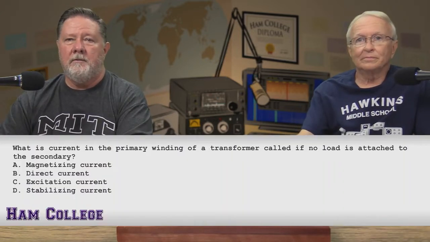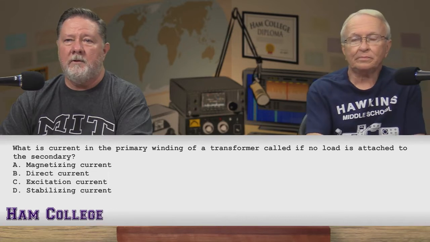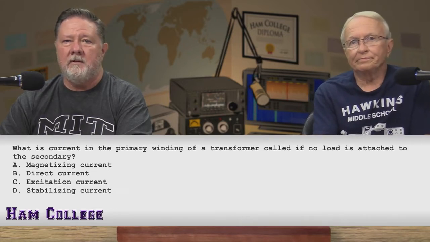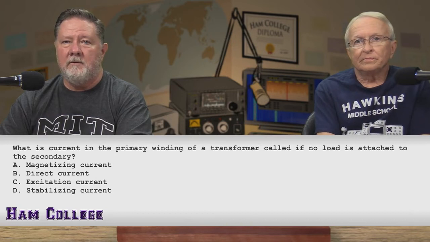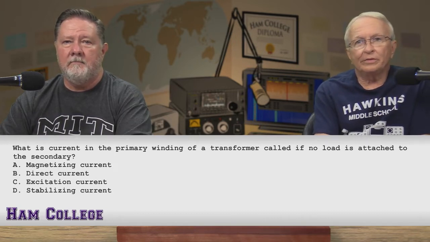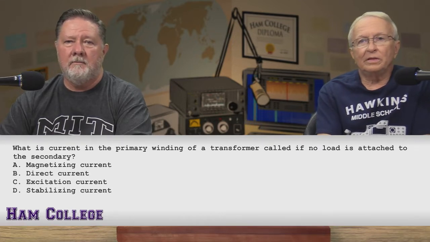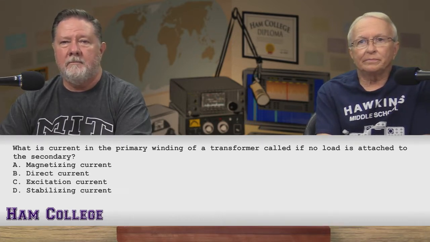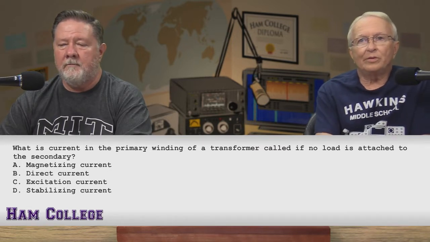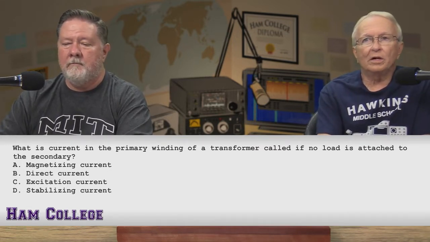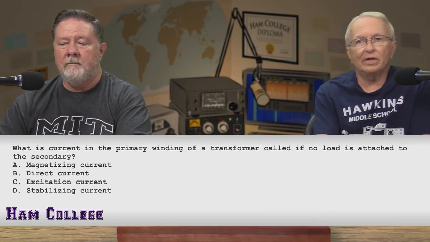All right, we got a few more questions here to go. What is the current in the primary windings of a transformer called if no load is attached to the secondary? A, magnetizing current. B, direct current. C, excitation current. Or D, stabilizing current.